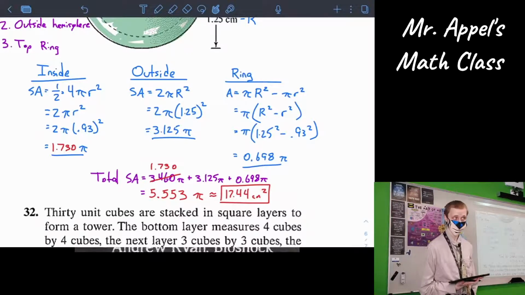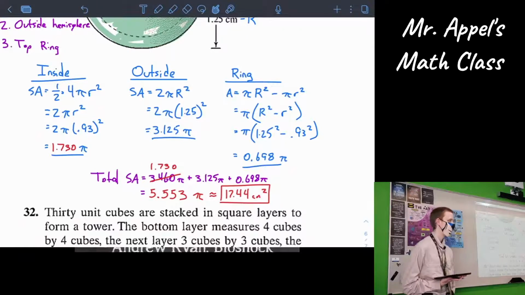This is why we're practicing, right? Watch those mistakes. Very good. Any questions on this problem?